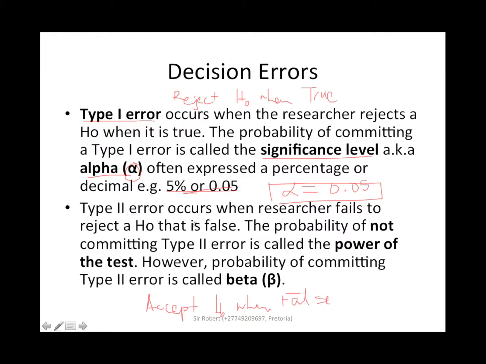So this question sometimes they come in multiple choice questions. So you must be able to know type 2 error is accepting H0 when it is false. And type 1 error is rejecting H0 when it is true. So the probability of not committing type 2 error is called the power of the test. However, the probability of committing the error is called beta. But in most of the questions that we do, we don't come across this beta symbol. Mainly they use alpha. So you are just safe by knowing the alpha.